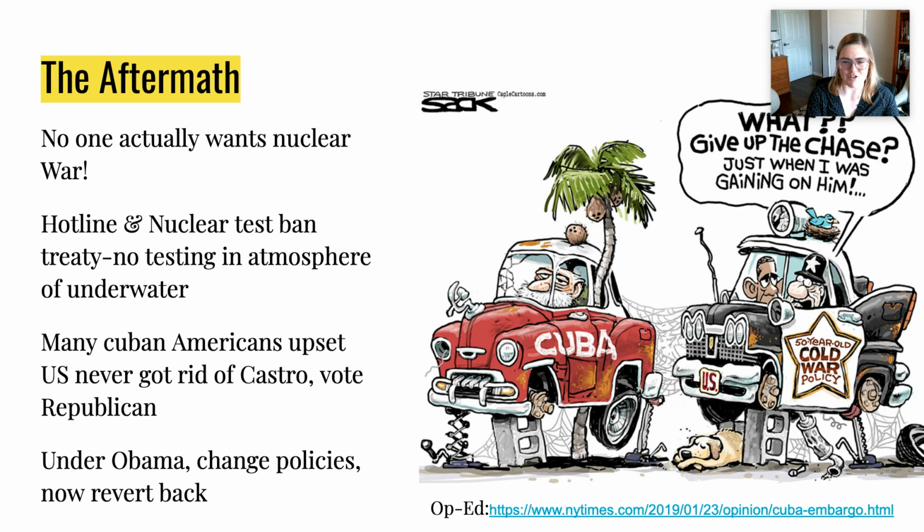All right, so what's the aftermath of this crisis? Number one, nobody actually wants nuclear war. So they're trying to figure out how we essentially backpedal from this. You're going to see that the two countries are going to put a hotline in between their leaders, essentially a red telephone in the president's office and then one in the Soviet leader's office. There's also going to be a test ban treaty. They're going to say, okay, we know we all have nuclear weapons, but we're not going to test them in the atmosphere or underwater. So a way of kind of trying to reduce the arms race, or the height of the arms race.